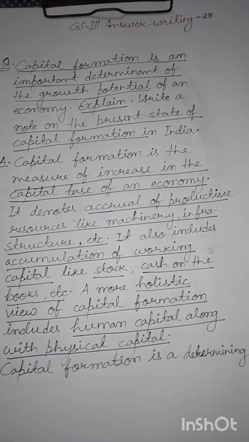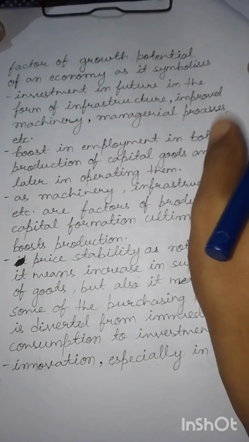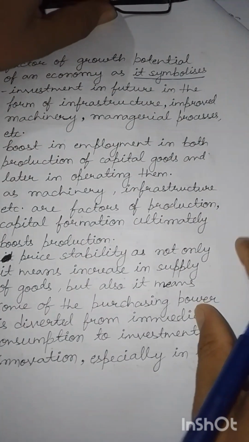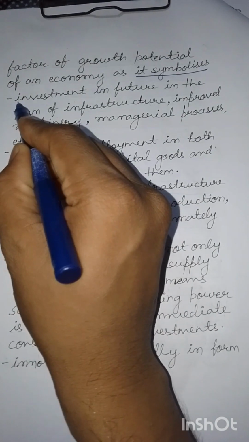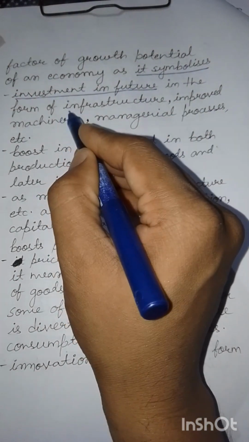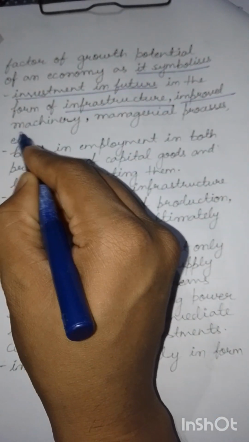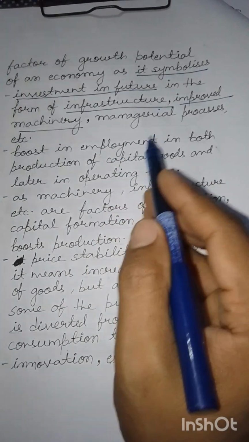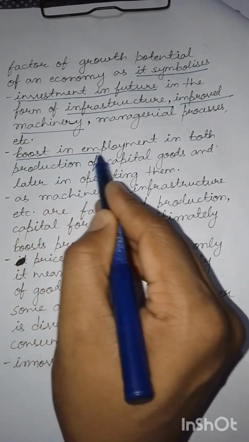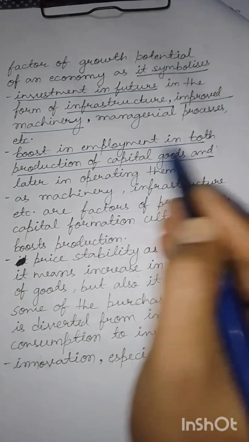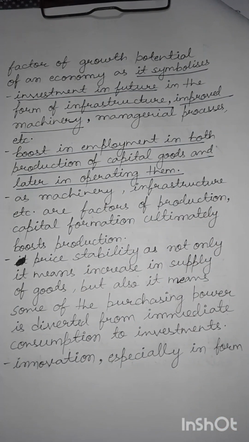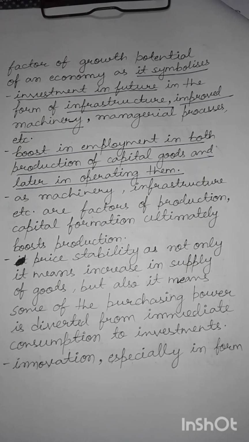We are stating that capital formation is a determining factor for the growth potential of an economy. How? Because it symbolizes investment in future. Obviously, investment is normally for future in the form of infra, improved machinery, managerial processes, and so on. Boost in employment: it means boost in employment in both production of capital goods as well as later in operating them. For example, if we are building new machines, it would generate some form of employment, and later when the machines are actually to be operated, it would again employ someone.